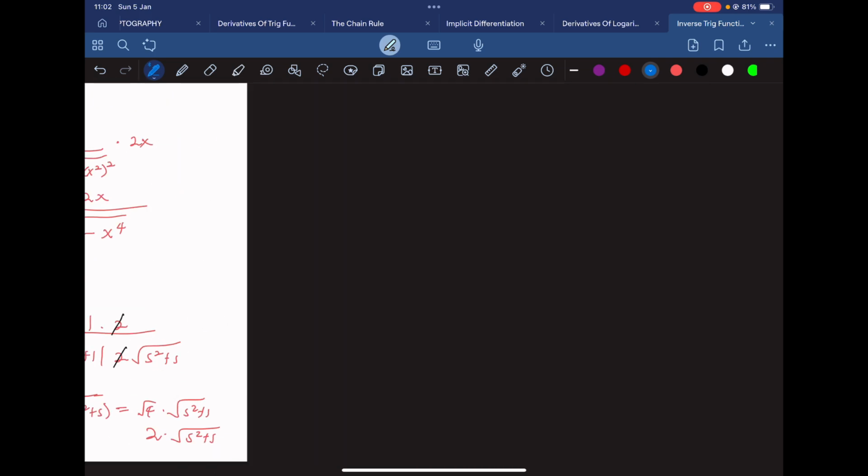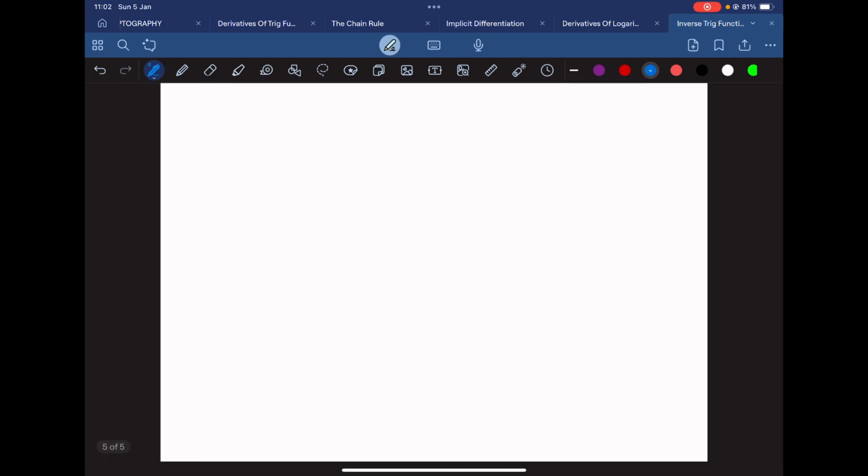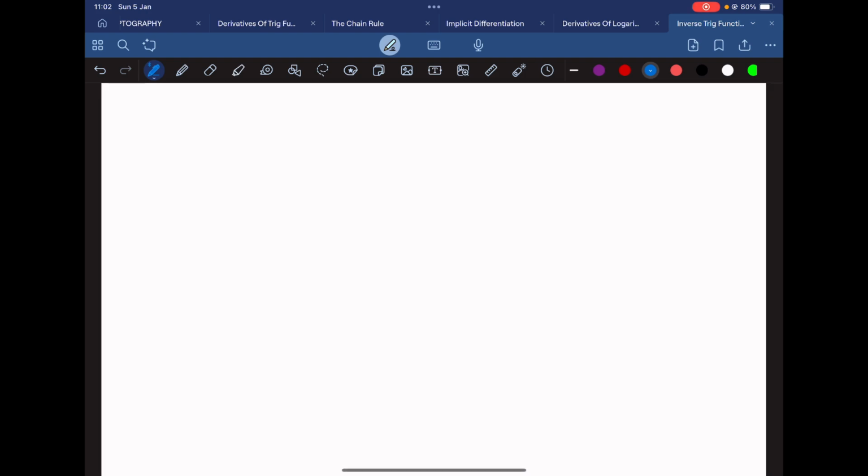Okay. Now let's look at our last question. We are to differentiate tan inverse of square root of x squared minus 1 plus inverse of x, where x is greater than 1.